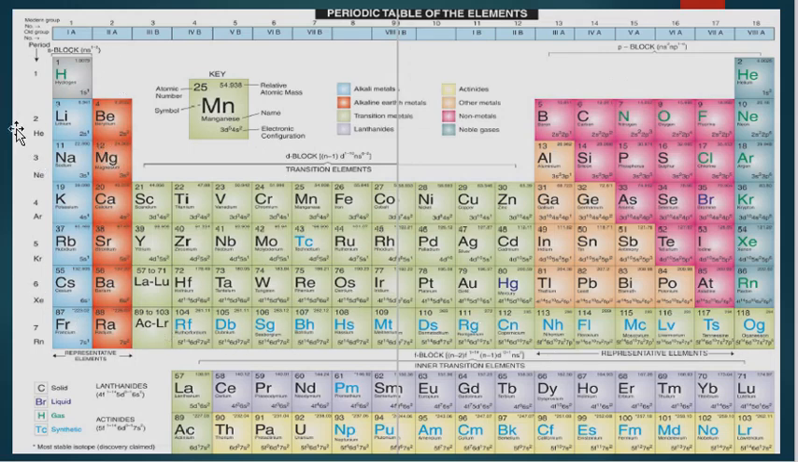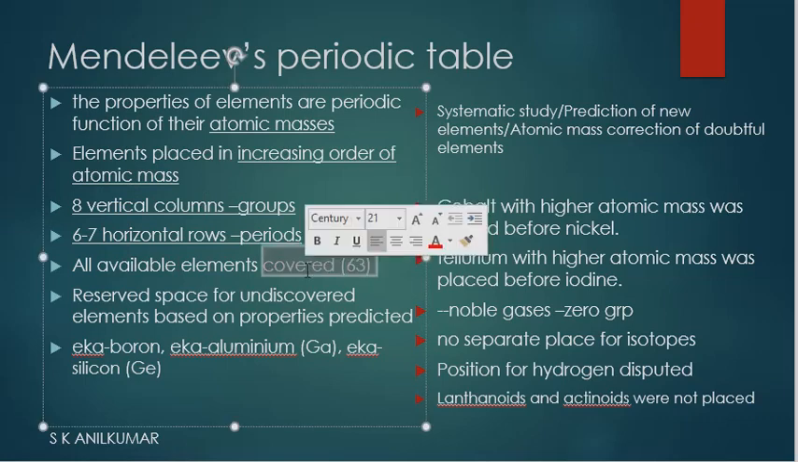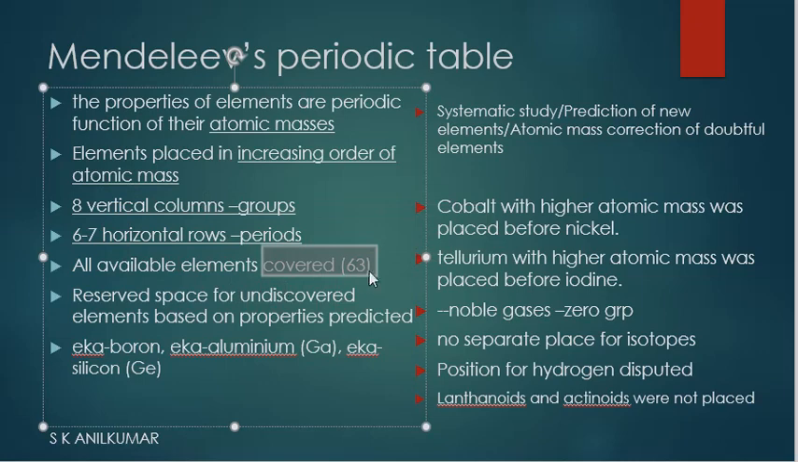So this was not there before. This 6 rows and 8 columns he arranged. And then he said this is how it is going to be. Then he said all the elements were covered. At that time only 63 elements were known. Today we have 118 or 120, but at that time only 63 were there.